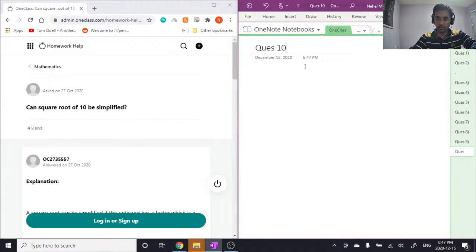Next up, question number 10. Can square root of 10 be simplified? So this is another square root question, but this is a bit different.